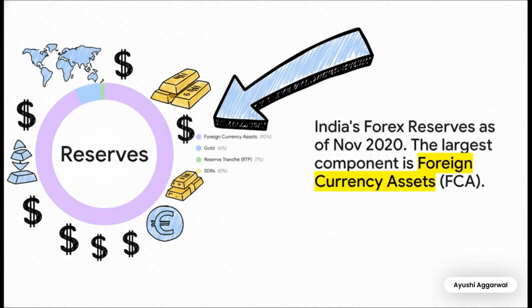Now, take a look at this. This chart gives us a peek inside that treasure chest based on some 2020 data. See that huge slice of the pie? That's our foreign currency assets, or FCA, mostly held in US dollars. Then you've got a good chunk of gold, followed by 2 smaller but important parts: the reserve tranche position with the IMF and something called special drawing rights, or SDRs. And we're going to look at SDRs right now.